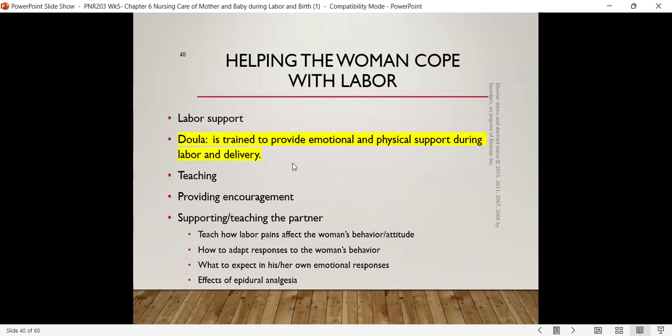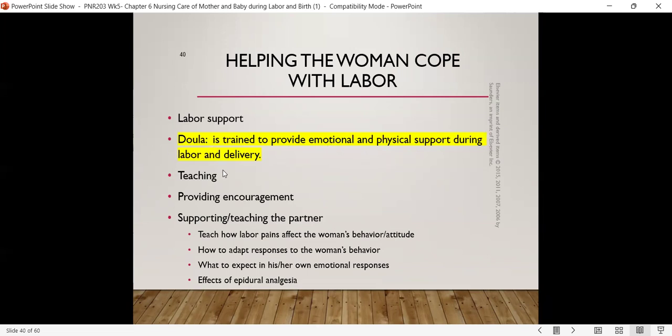And if she doesn't have someone there, she has a doula, okay? Now, doulas are certified and they go through a big certification course. I know that for sure. And they are trained to provide emotional and physical support during labor and delivery. I would definitely know that.